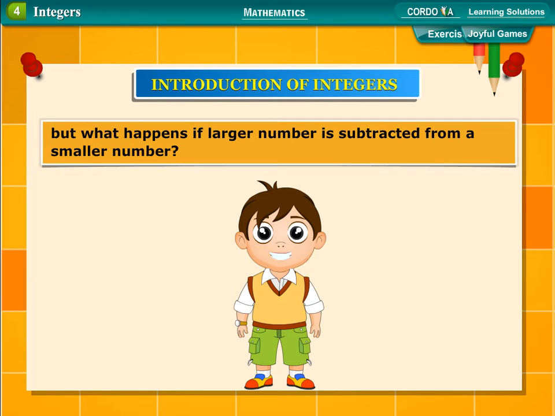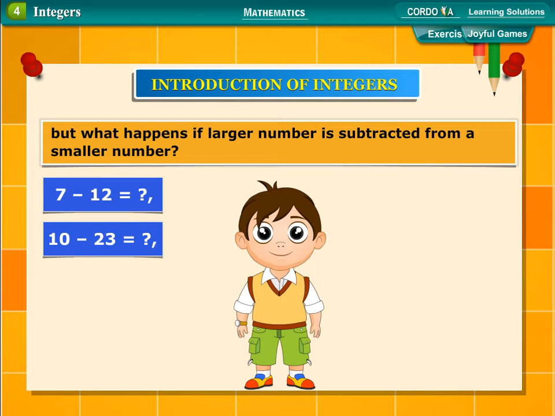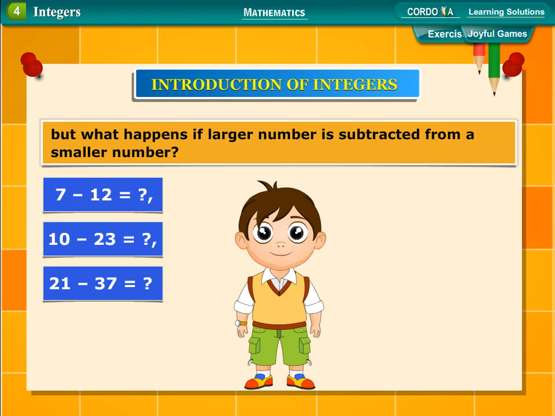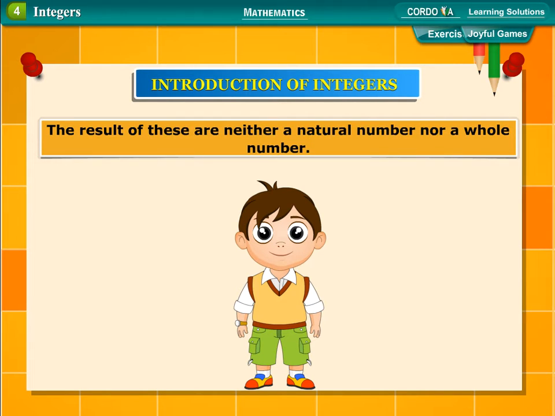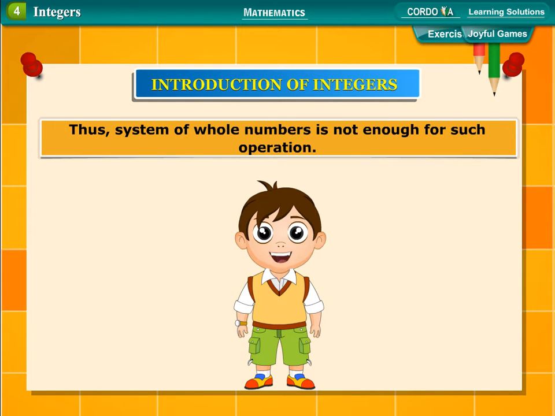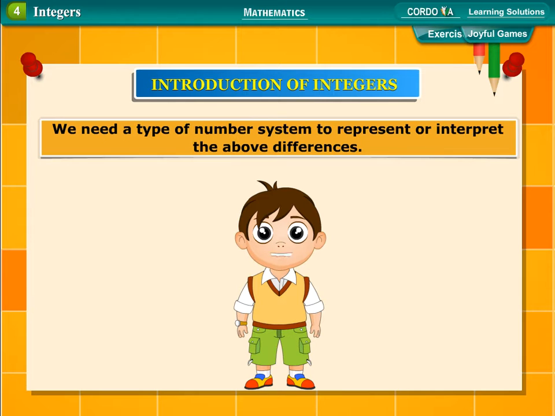But what happens if a larger number is subtracted from a smaller number? 7 minus 12, 10 minus 23, 21 minus 37. The results of these are neither a natural number nor a whole number. Thus, the system of whole numbers is not enough for such operations. We need a new type of number system to represent or interpret the above differences.